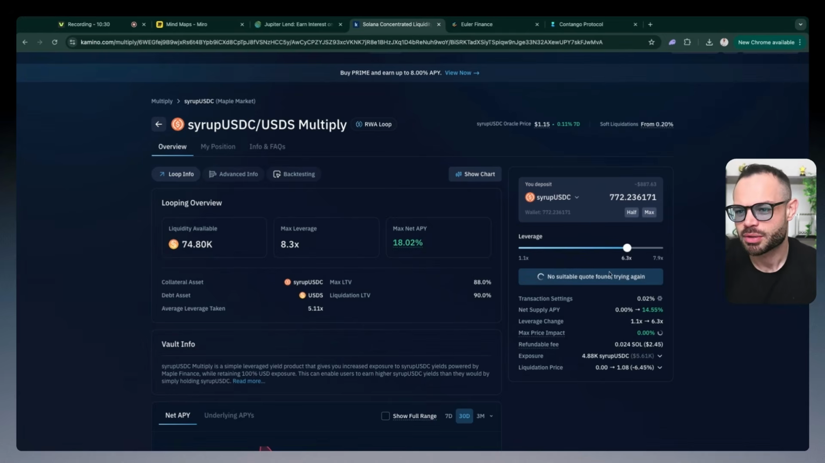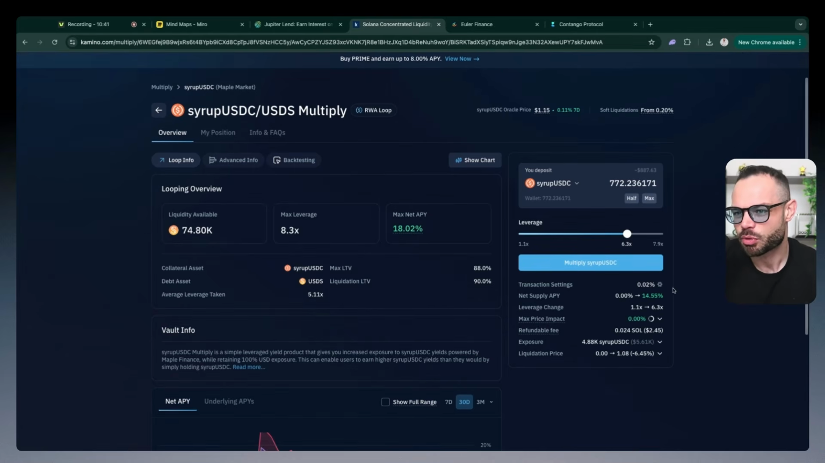Hopefully that's going to give me at least that plus 5% buffer that I want to have on this position. You can see that it's loading the quote here right now. No sustainable quote found. Trying again. So sometimes it takes a minute or two to load the actual quote. You can see here with 6.3x multiplier, it's telling me I'm going to be earning 14.5% net APY.